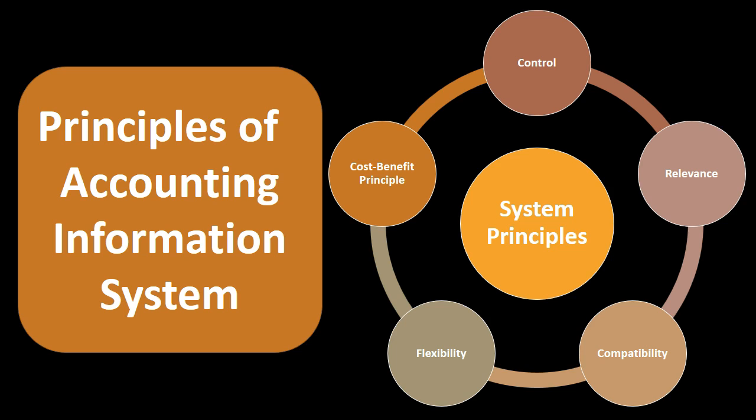That system will take that beginning data, those financial transactions, put them into the system, process them, and end with a result that hopefully is useful, something like financial statements. So the system includes controls, relevance, compatibility, flexibility, and of course what we are concentrating on here, cost-benefit principle. As we think about these other system principles, we need to consider the cost-benefit analysis.